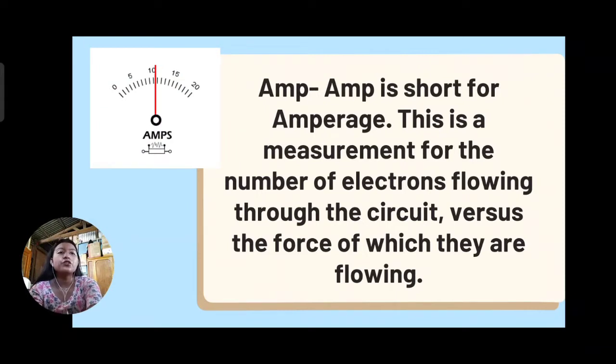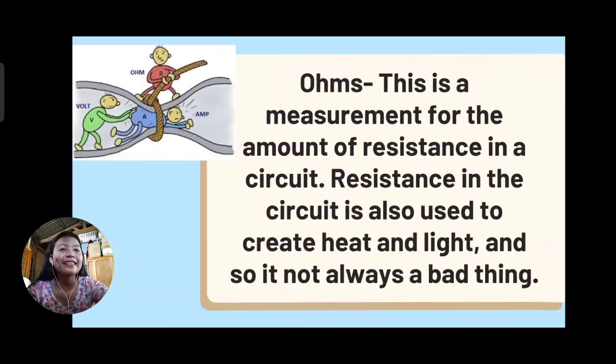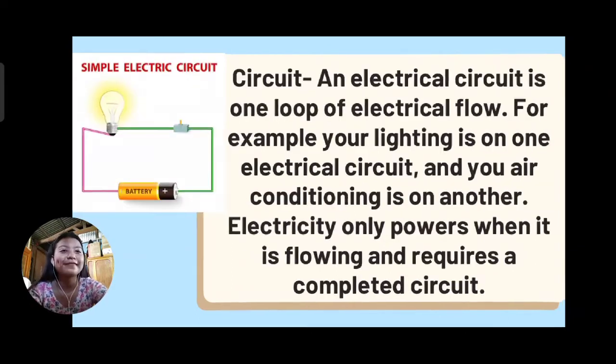And then next, we have the amp. Amp is short for amperage. This is a measurement for the number of electrons flowing through the circuit versus the force with which they are flowing. And then next, we have the ohms. This is a measurement for the amount of resistance in a circuit. Resistance in the circuit is also used to create heat and light, and so it is not always a bad thing.